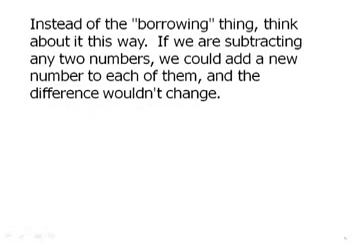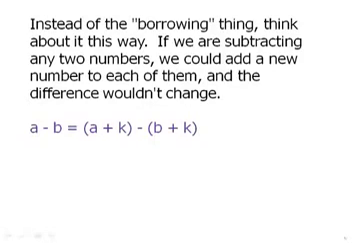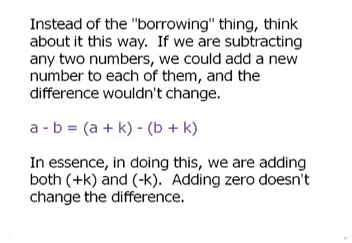If we are subtracting any two numbers, we could add a new number to each of them, and the difference wouldn't change. So for example, a minus b will equal a plus k minus b plus k. In other words, if we add the number k to both a and b, the difference stays the same. In essence, in doing this, we're adding both positive k and negative k. One of the k's is being added and one of the k's is being subtracted. And of course, k plus negative k is 0. Adding 0 doesn't change the difference.